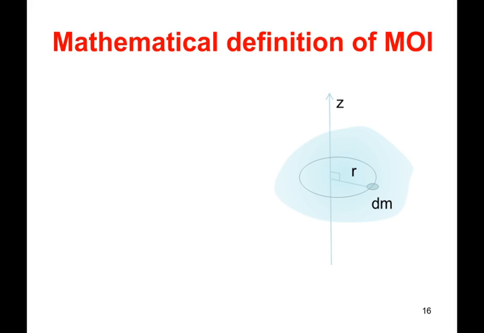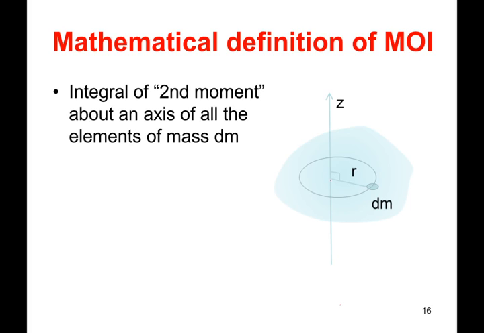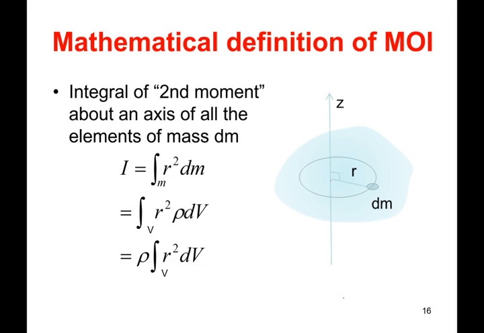Okay, so let's define this moment of inertia mathematically for a general body. Let's say you have this general body and it's rotating around this axis, right? Your moment of inertia is going to be the integral of second moment about an axis of all the elements of mass dm. So what does it mean mathematically?